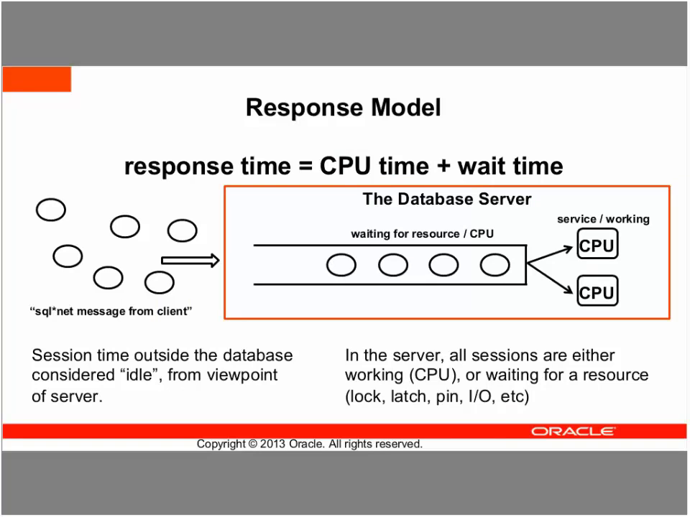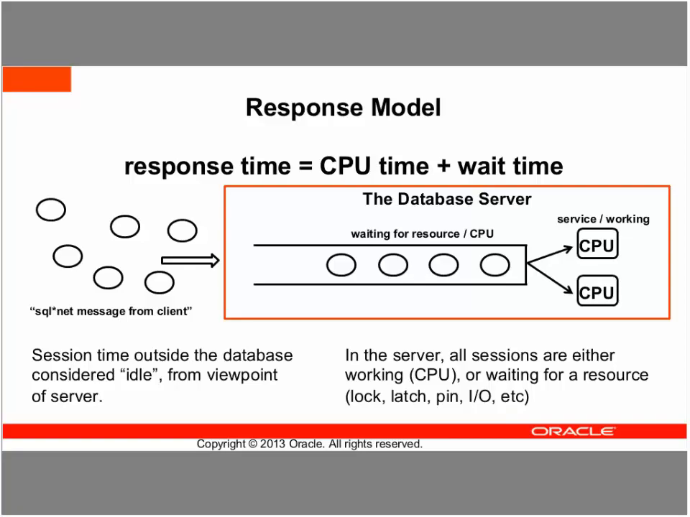The response model is an important concept. We talk about response time. What do we mean by that? From the viewpoint of the user, it is the combination of CPU time, that is time spent doing work in the database, plus time waiting for something, like a resource, like waiting for an I/O to respond, or some lock or concurrency structure so we can access a piece of memory. All of our sessions are either working or waiting all the time when they're busy in the database, and that gives us a response time. This response model works at the enterprise level as well as at the session level.